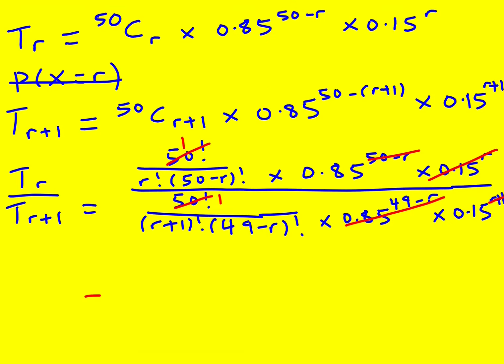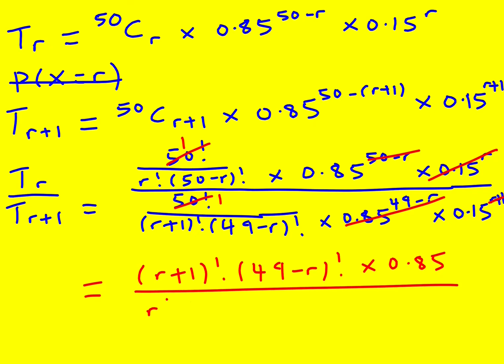Right, what next? Well, I'm dividing the top by a fraction. What we can actually do is swap these two around. I can imagine timesing the top and the bottom by this and by this. And this is what will happen. It will become (R+1) factorial, (49 minus R) factorial times 0.85 on the top. And then R factorial, (50 minus R) factorial times 0.15 on the bottom.